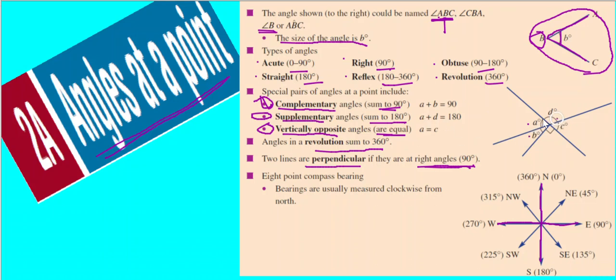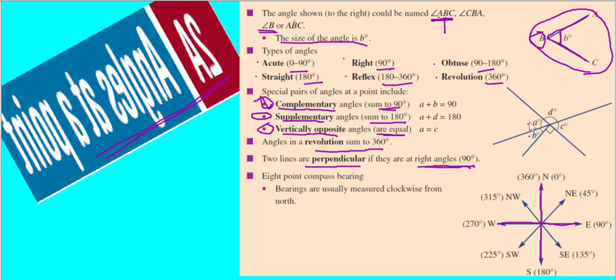Here, these angles for A and D are supplementary. Vertically opposite are A and C. Angle A here is vertically opposite to angle C and vice versa, so those two angles are exactly the same. If angle A happened to be 60 degrees, then angle C will also be 60 degrees.